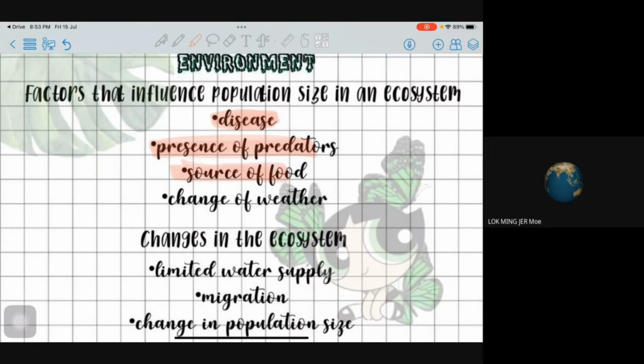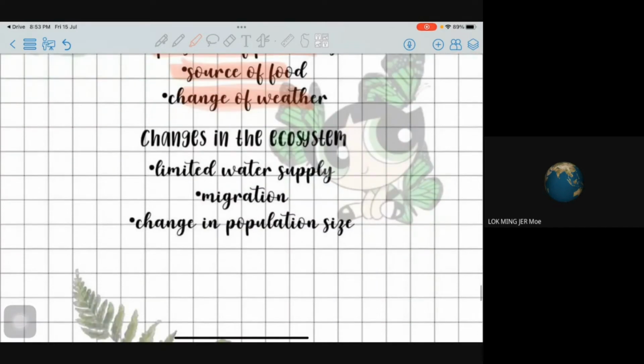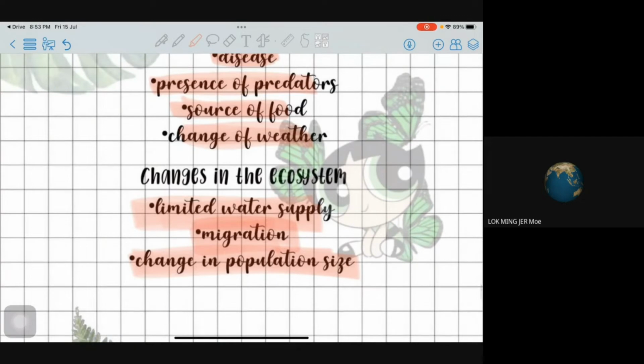Change of weather, for example, it is normally hot there and suddenly the climate changes to very cool, so they will all migrate. Migrate means they move to other places. Then change in the ecosystem, which is limited water supply, causes migration and change in the population size. So this is what we see in the change in the ecosystem.